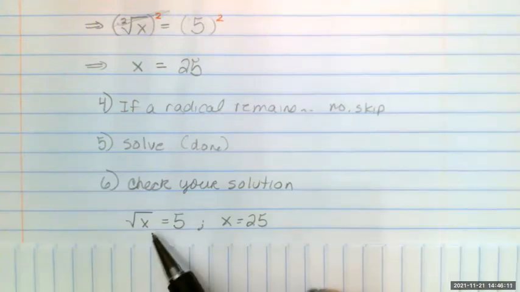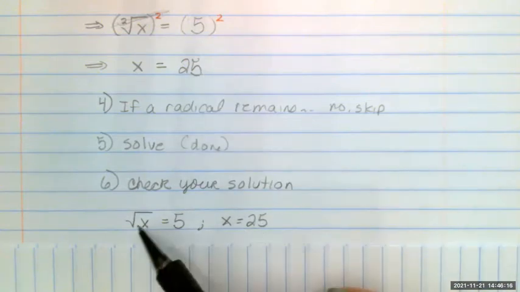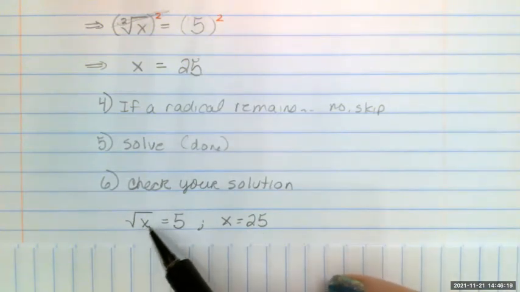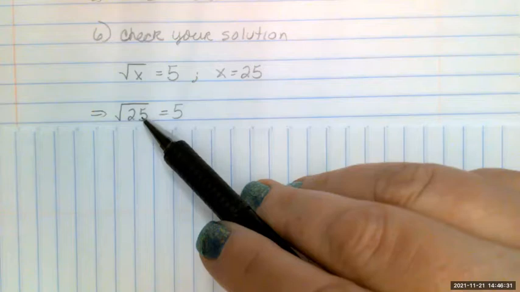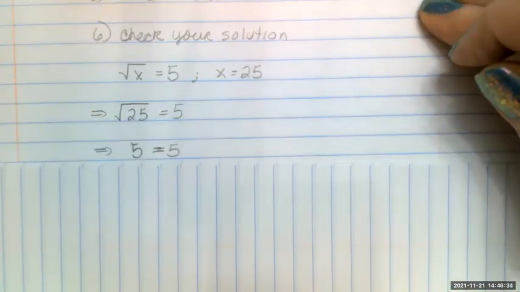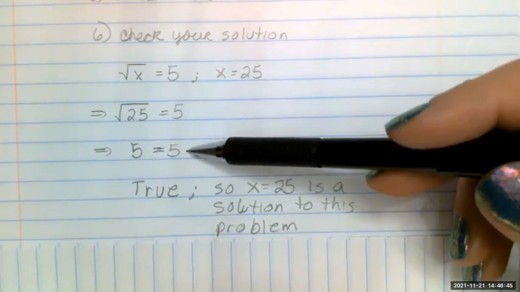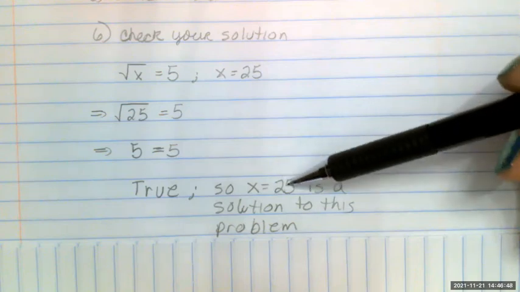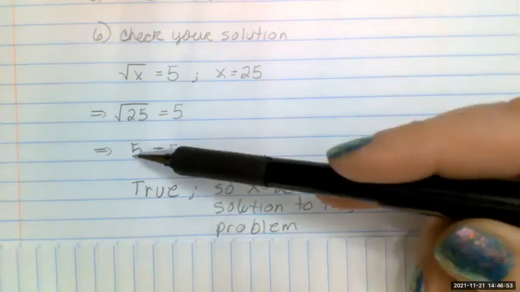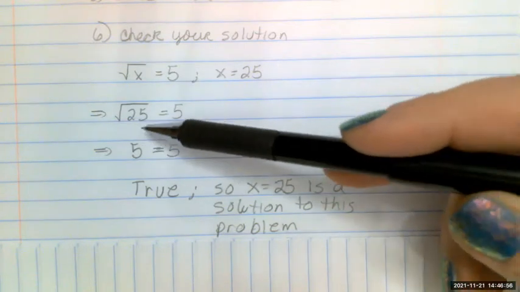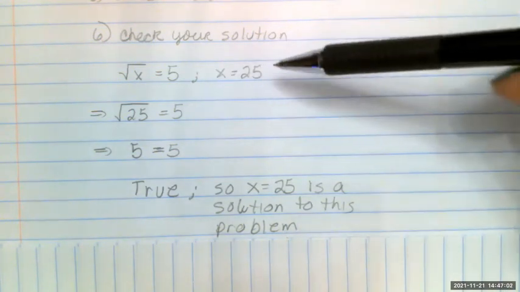Here is our original problem. Here is what x equaled when we solved it. All right, I'm going to replace x in our original problem to see if I get that answer. I replaced x with 25. What's the square root of 25? 5. 5 equals 5. That is true. So x equaling 25, what we solved for x, is a solution to this problem. Again, we got the same number on both sides. Therefore, this is our true answer to that problem. You have to check. Don't forget step 6.